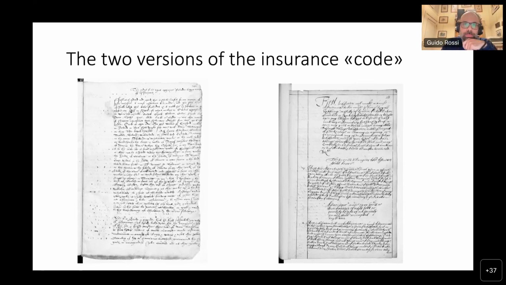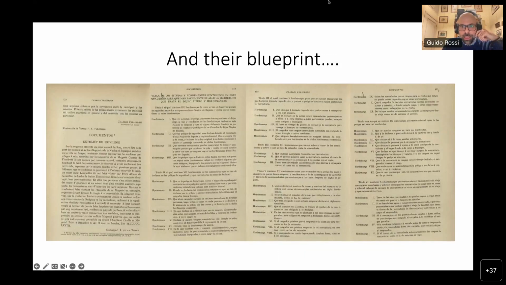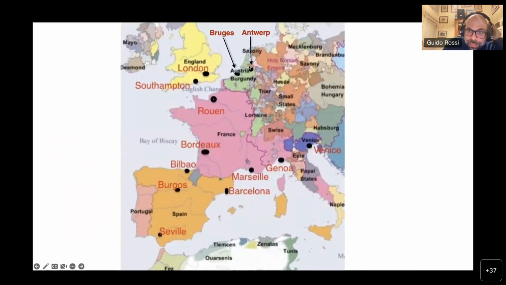Now, how is it possible that London was so quick, that the merchants were so quick? The government asks for this code in December 1574, and 1.5 years later, the first draft of the code is ready. This is the reason: English merchants used as a blueprint what at the moment was the most advanced codification of insurance customs in Europe. This was, that's why I said we look at it again, the ordinances of the Spanish consulate in Bruges.